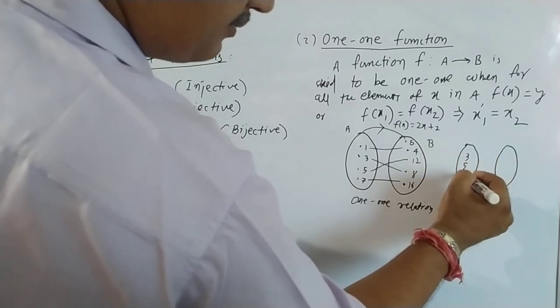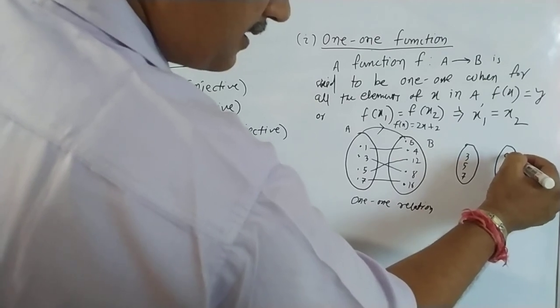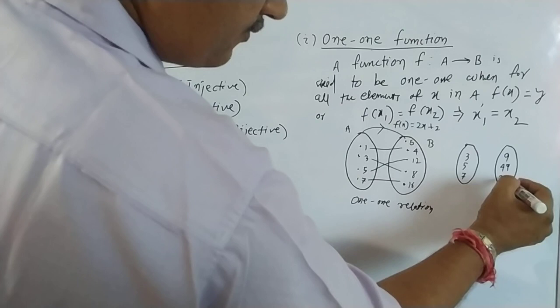Another example, 3, 5, 7, and this is 9, 49 and 25.